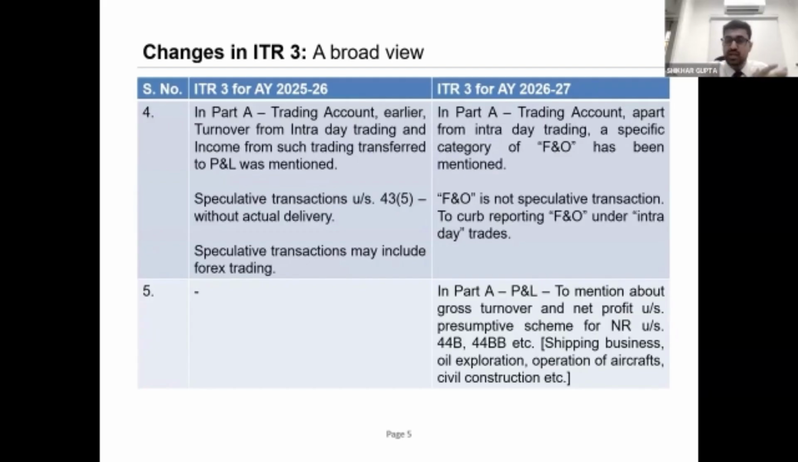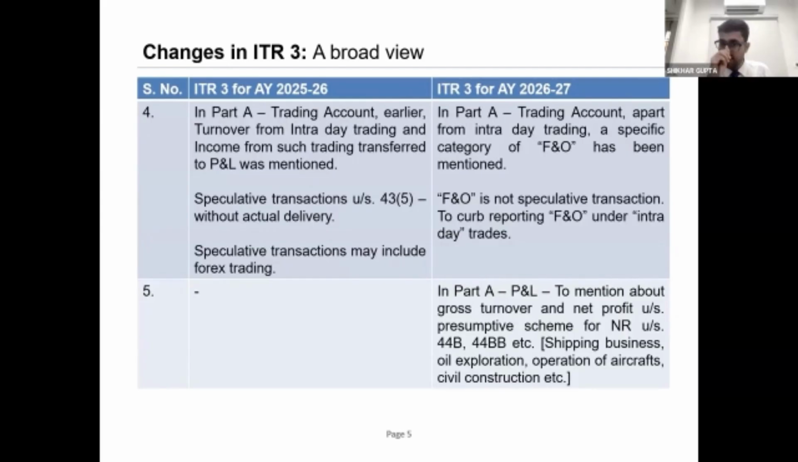In intraday trading there is no actual exchange of shares. I am purchasing a share and immediately I square it off at day end. This is what intraday is. So the law has been implemented by introducing a separate column for FNO and making sure that the FNO income is not added to speculative income, but to normal business income. This is how the law is.